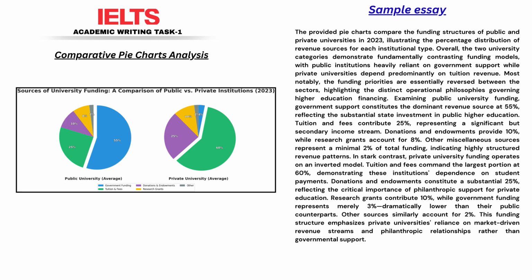The response demonstrates excellent interpretation skills. Rather than just reporting percentages, it explains what they mean, reflecting the substantial state investment and demonstrating these institutions' dependence on student payments. The mathematical awareness is also sophisticated. The writer recognizes proportional relationships and uses phrases like "merely 3%" to emphasize the dramatic difference in government funding between the two university types.